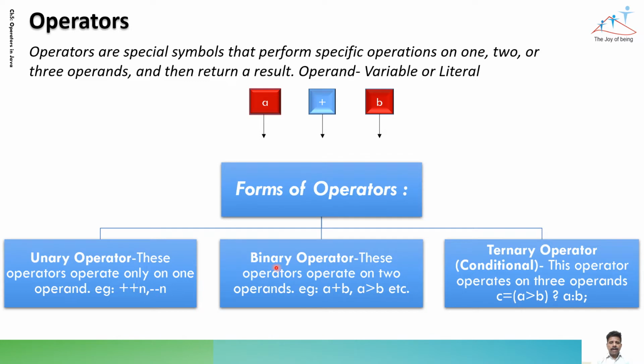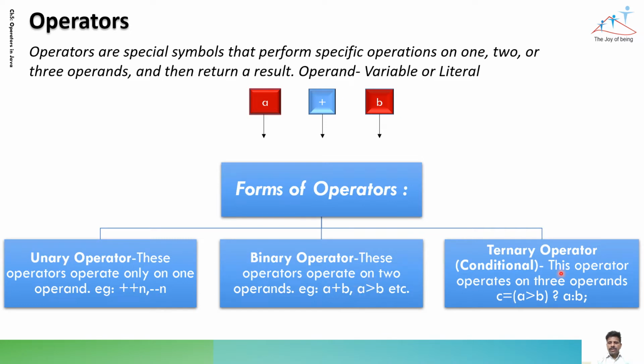Next, binary operators. These operators operate on two operands. We need two operands to perform any operation using binary operators. You can see here examples: a plus b, a greater than b. All these are binary operators which need two operands to perform these operations.